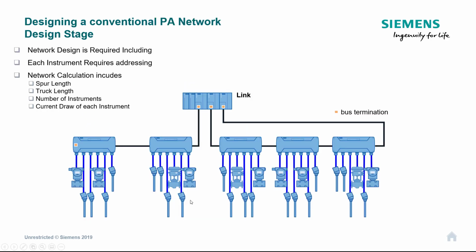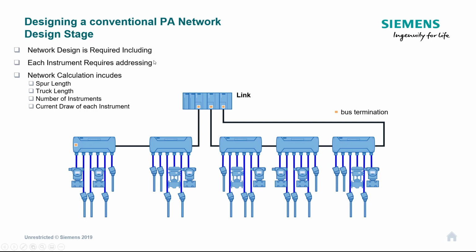So if we have a look at our network, what have we got to do? So the first thing, we need to design our network, and this is the most important thing. I quite often go to site and I'm asked to look at instruments on somebody's site on a Profibus PA network. Really the first thing you should be asking for is, can I see your network drawing? You know, before, I don't want to accidentally change an address on an instrument, because if I do that, it could stop your plans. Okay, so each instrument does require addressing.